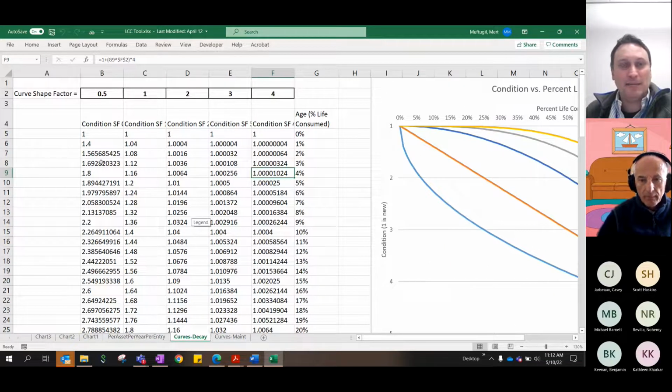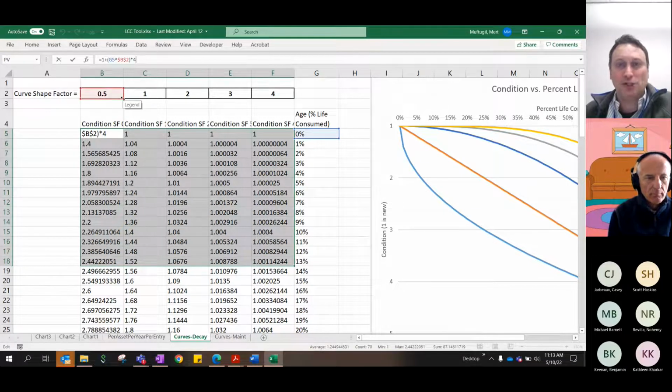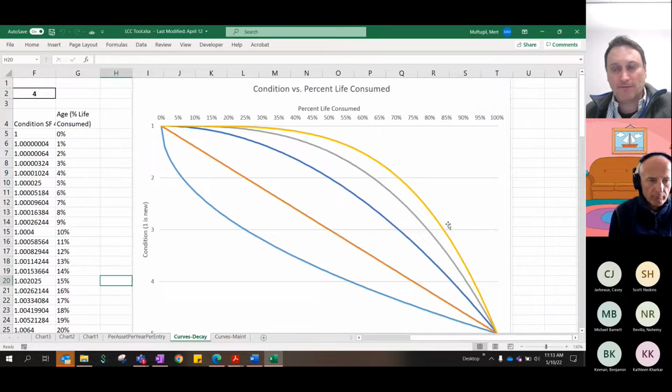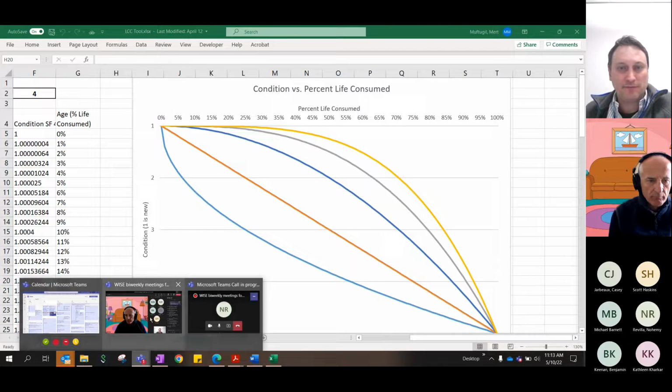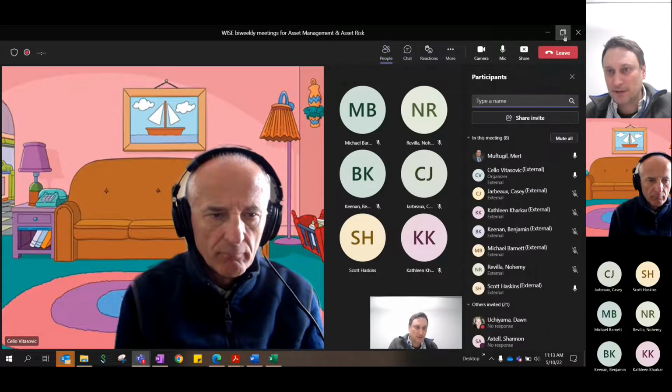The idea here is, given change in condition over time, different assets will age differently. We reflect that through an equation here that uses something we call the shape factor, the shape factor of that curve. We've come up with 5 examples here. I'm quickly going to, from time to time, go back and check whether everybody's coming in. Okay.